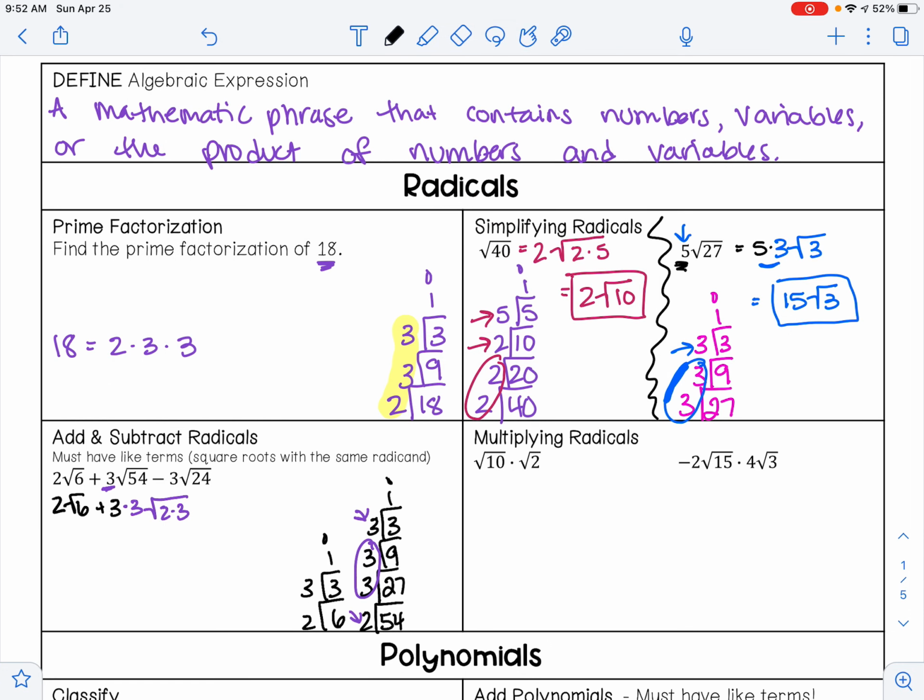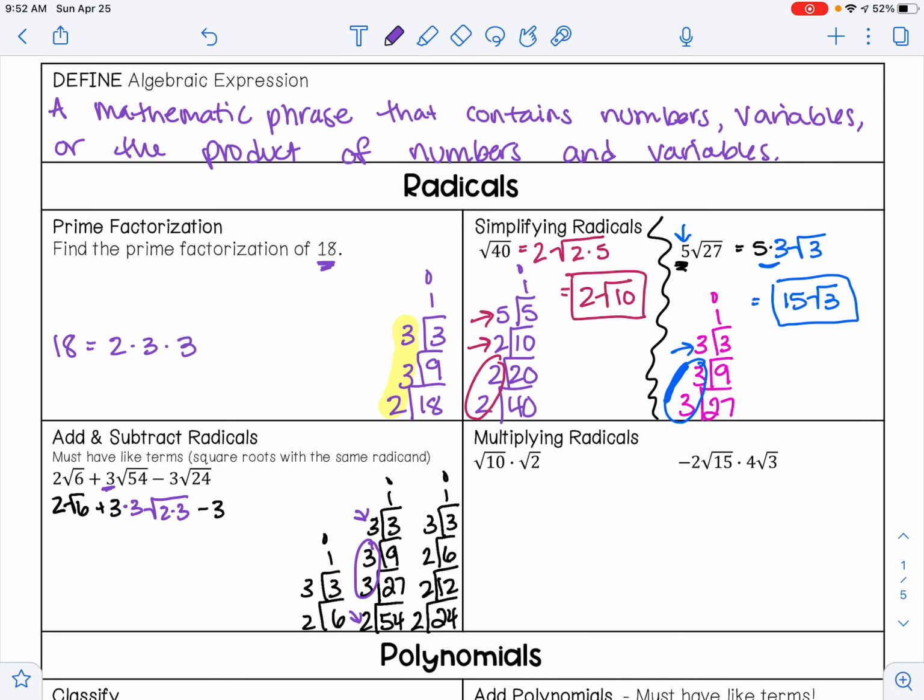And then I'm going to bring down my negative 3. And I'm going to do birthday cake for 24. The smallest prime number that goes into 24 is 2. It goes in 12 times. The smallest prime number that goes into 12 is 2. It goes in 6 times. The smallest prime number that goes into 6 is 2. It goes in 3 times. And 3 goes into itself 1 time.